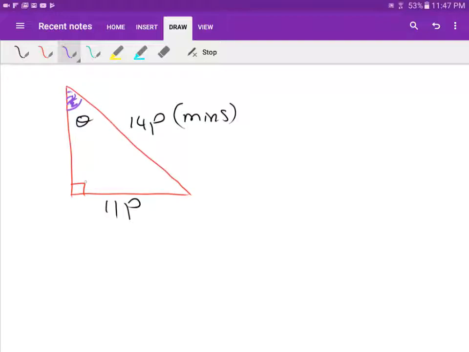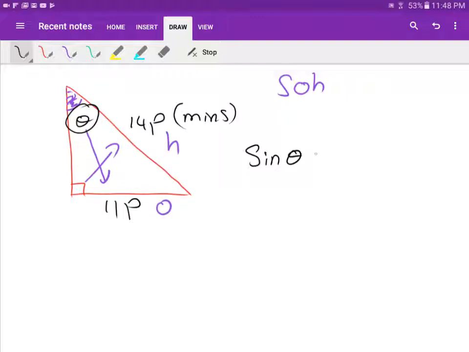Then this one is the hypotenuse. Why? Because it's opposite the right angle, that never changes. Do not forget. So this is called the hypotenuse. Now, because 11p is opposite of this angle theta, we call it opposite. See? So you've got O and H. So what letter? It's sin. So you go sin, copy this down, sin, whatever that angle is, just write it down. Sin theta equals opposite, which is 11p, over hypotenuse, which is 14p.